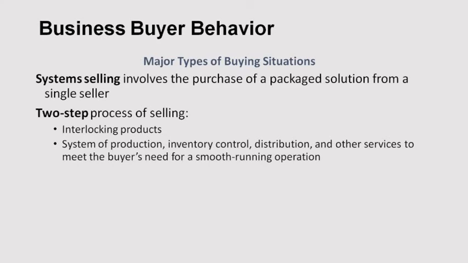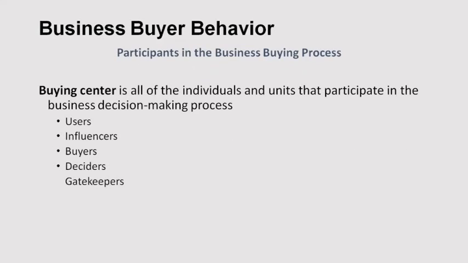So system selling involves the purchase of a package solution from a single seller. So the two-step process of selling are interlocking products, system of production, inventory control, distribution, and other services to meet the buyer's need for a smooth running operation.